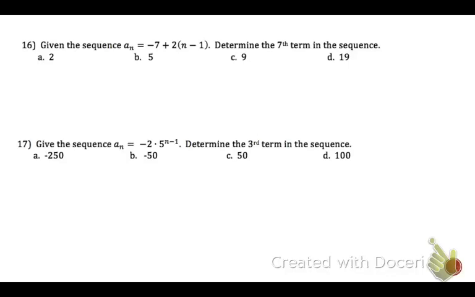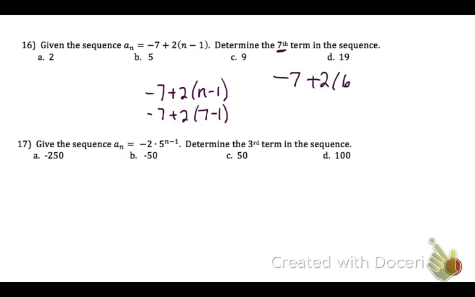Problem 16. Given the sequence a sub n equals negative 7 plus 2 times the quantity n minus 1, determine the seventh term of the sequence. So anytime we're determining a certain term, this is just going to be our n value. So we're going to plug 7 in for n. So start with the parentheses, 7 minus 1 is 6. 2 times 6 is 12. So we get 5. So our answer here is B.